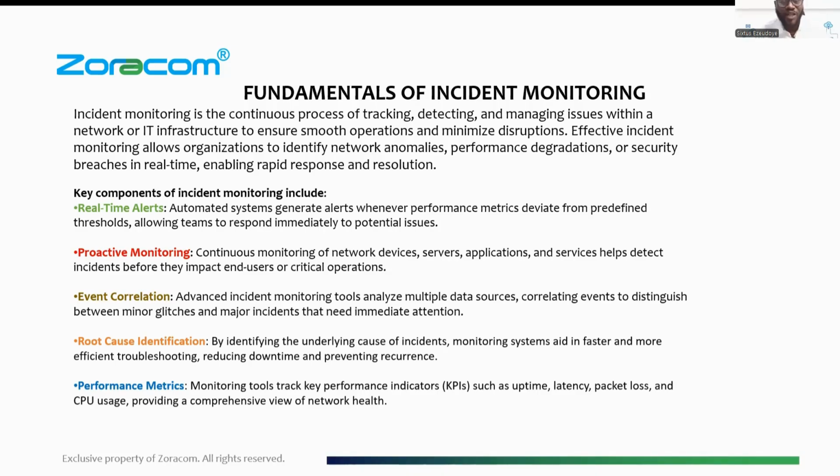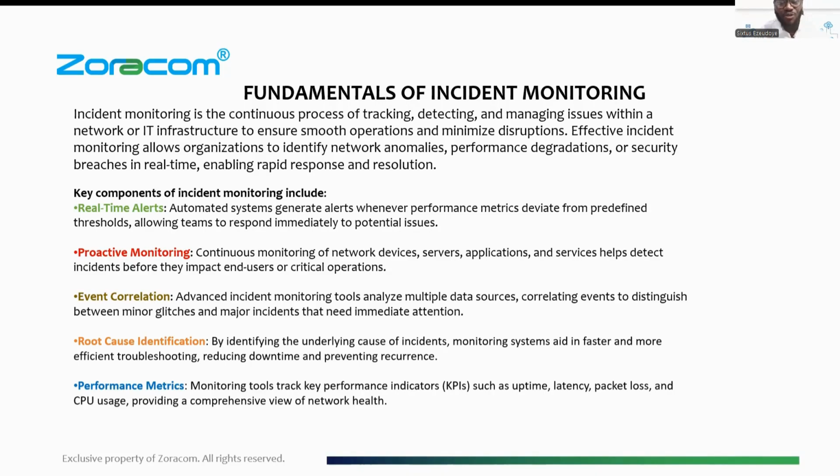It takes us to proactive monitoring. Proactive monitoring means 24/7, 365 monitoring of your devices, servers. By 24/7, I mean 24 hours a day, 7 days a week, and 365 days a year. Monitoring is non-stop. It's an all-round-the-clock event. And this will help to detect incidents before they impact your end users or your critical operations.